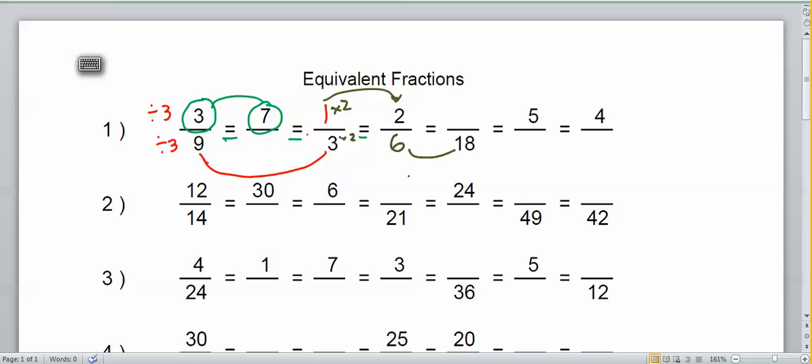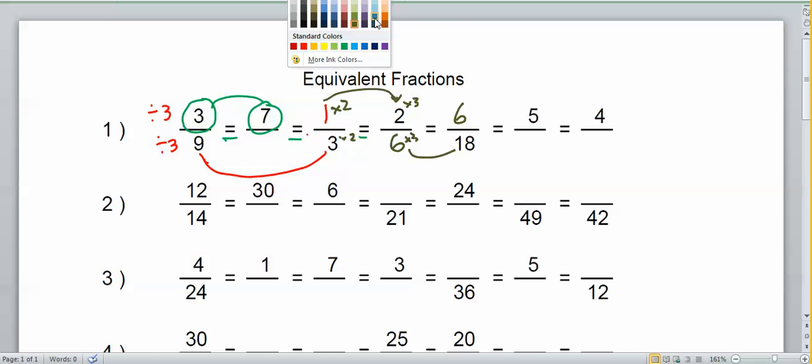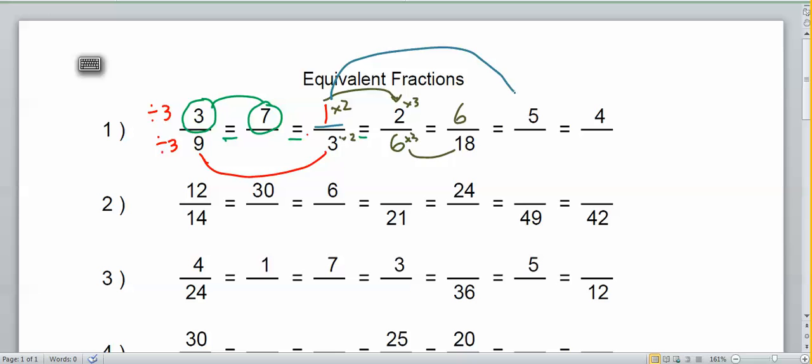6 to 18, we'd have to multiply the bottom by 3, which means we'd have to multiply the top by 3. That's going to give us 6 over 18. To go from here, 5 though, we have to multiply the top by 5, then we have to multiply the bottom by 5. So 1/3 is the same as 5 over 15.